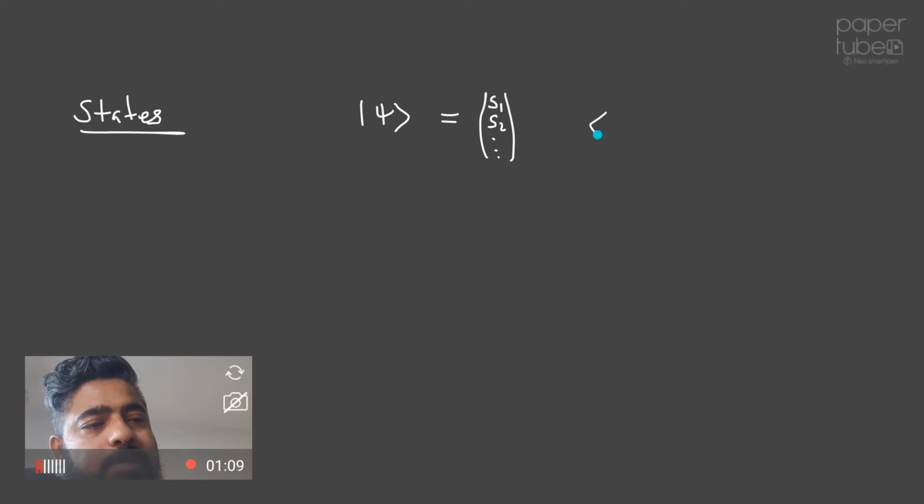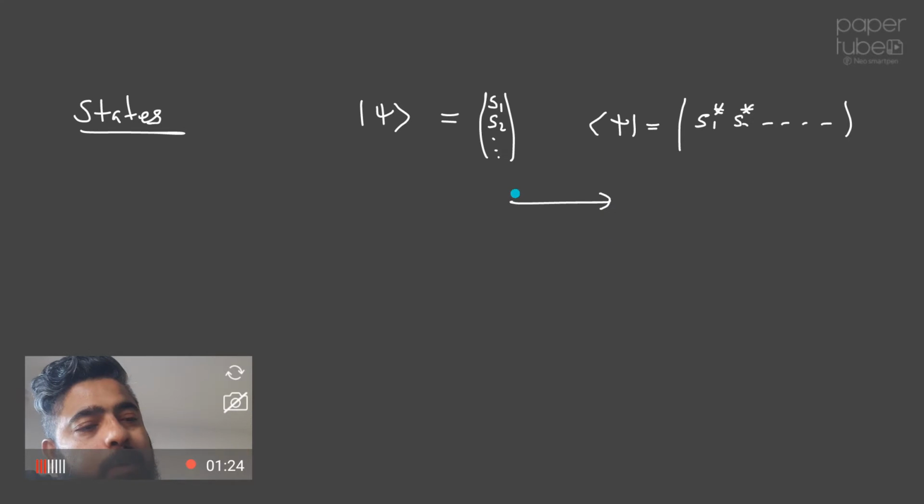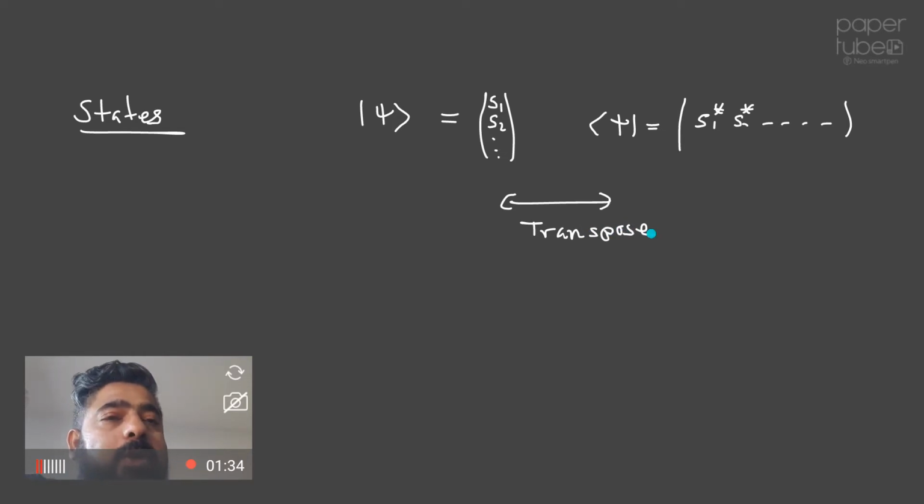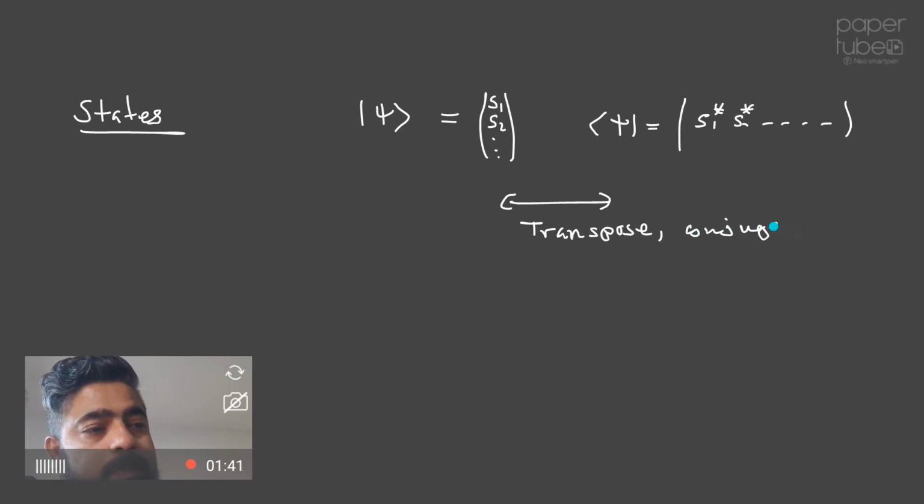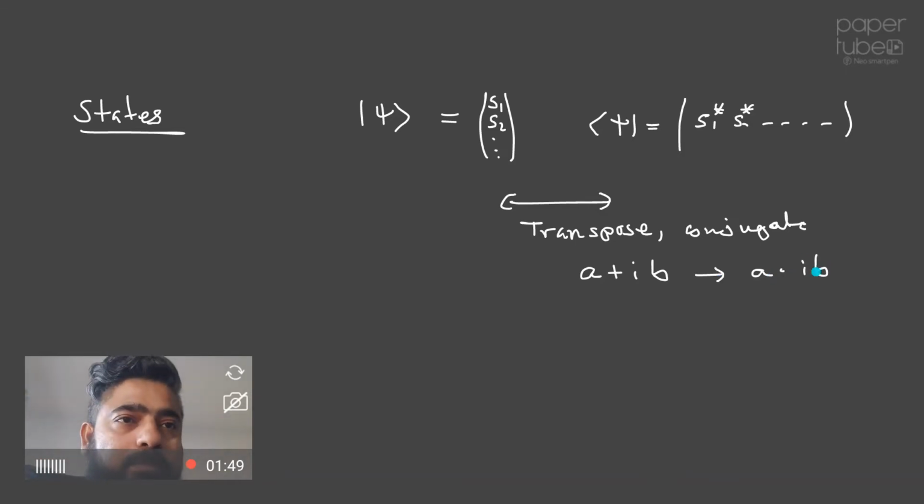And then the corresponding bra is nothing more than a row vector, but the entries are conjugated. So going between these two, we have to transpose. Transpose simply means turning a column into a row, and conjugate. And conjugate simply means taking a plus ib into a minus ib. Okay, so a quantum state is just a vector.